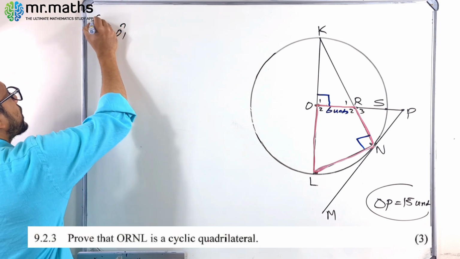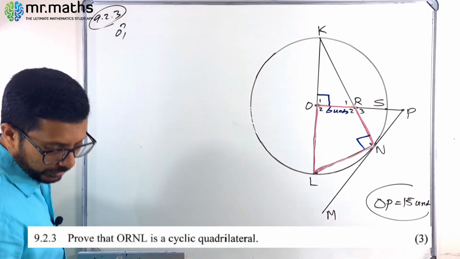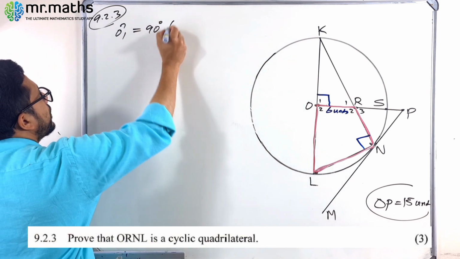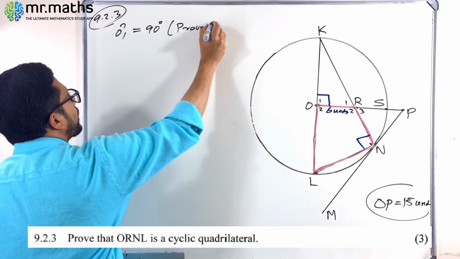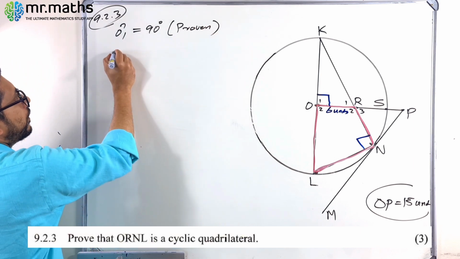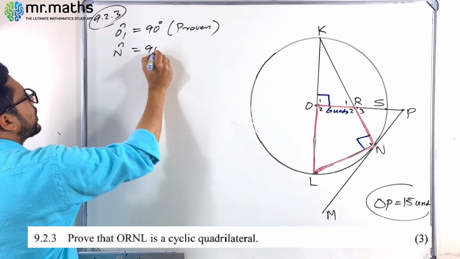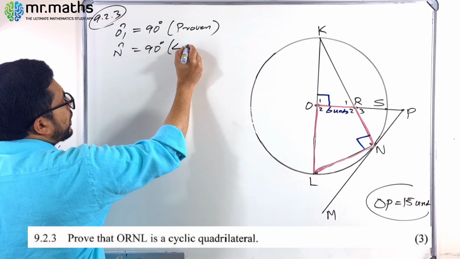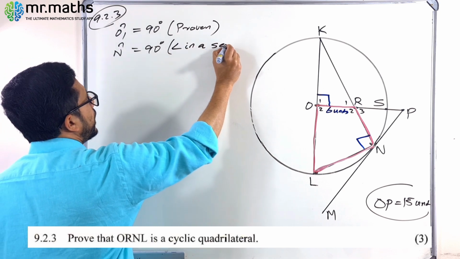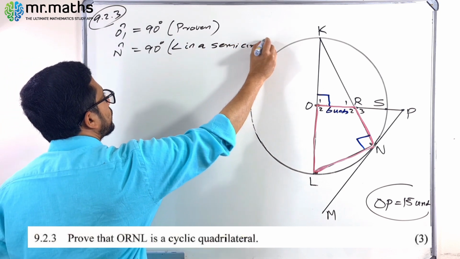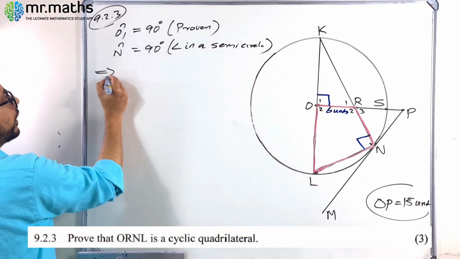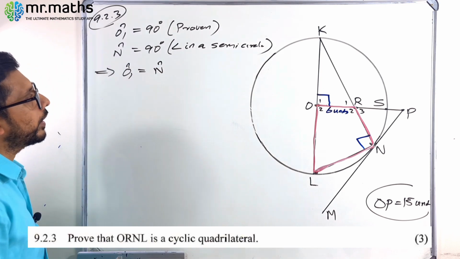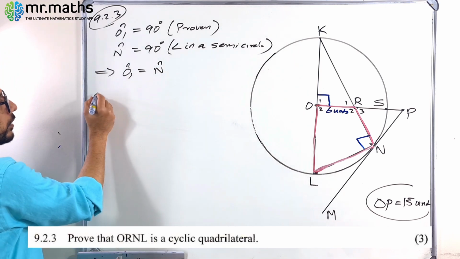Angle O1. Which question is this? 9.2.3. Am I right? Okay. So angle O1 is equal to 90 degrees. What is the reason? We already proved that one in the previous question. Okay. And angle N is equal to 90 degrees. What is the reason for that? Angle in a semicircle. Okay. So it implies that angle O1 is equal to angle N. Am I right? Is equal to 90 degrees. Okay. So now we can straightforwardly write the answer.